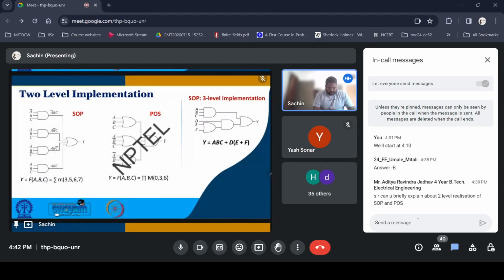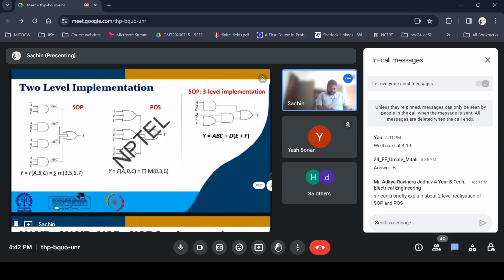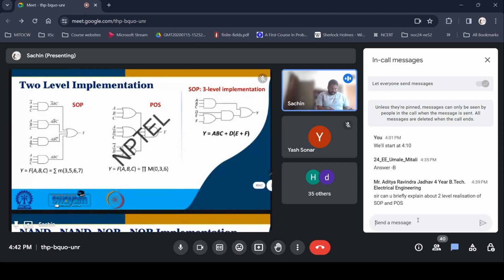See here, sum of products form. The expression is just the sum of a few product terms, right? It's literally in the name.